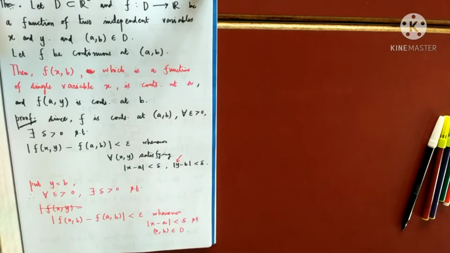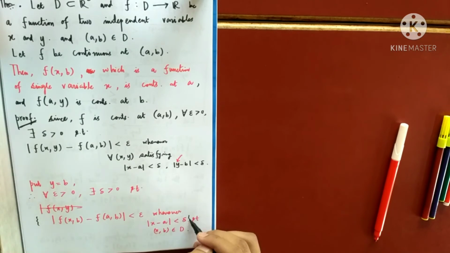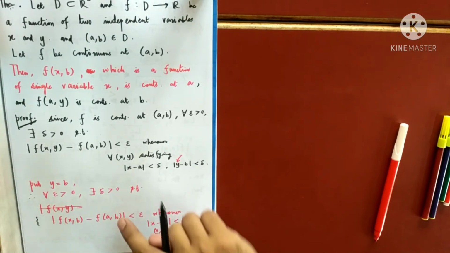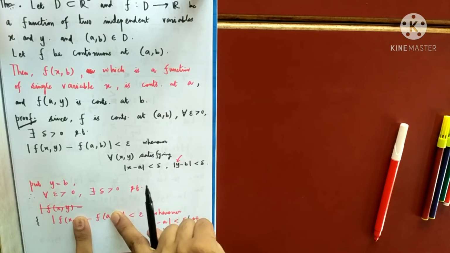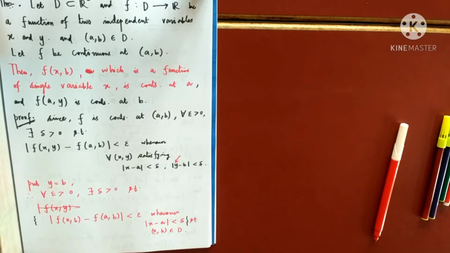Just look at this condition from here up to here. This is the definition; you just forget about this b. So f(x) minus f(a) is less than epsilon whenever x minus a is less than delta. This is the definition of continuity that you have done in your single variable course. So therefore, f(x, b) is continuous at a. Did you understand the proof? It is extremely simple, just following the definition.